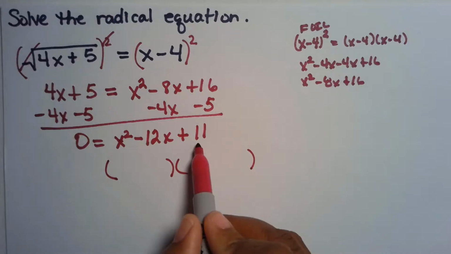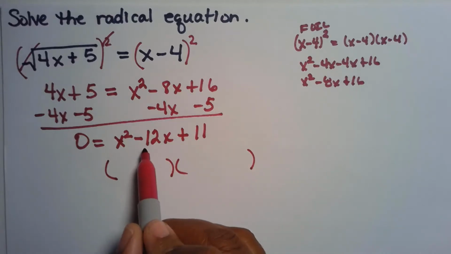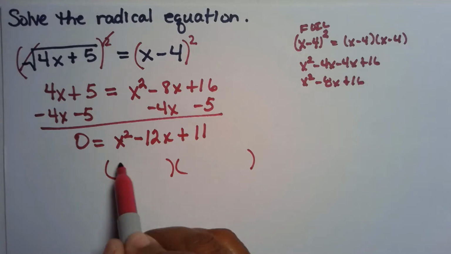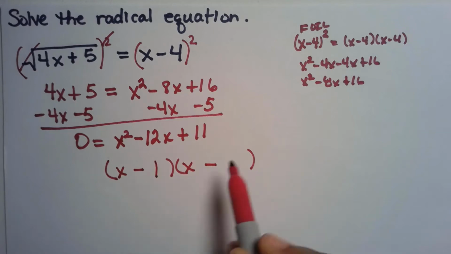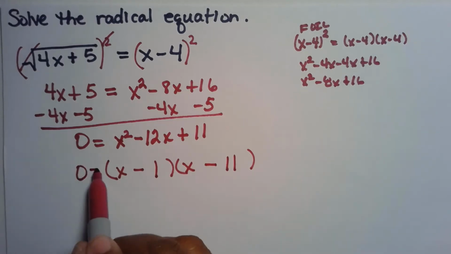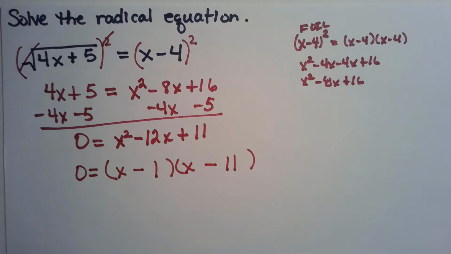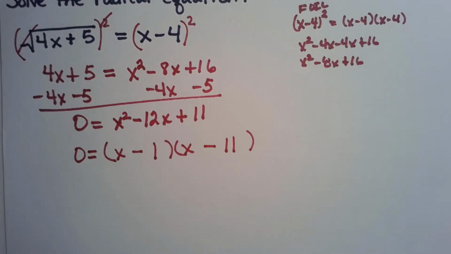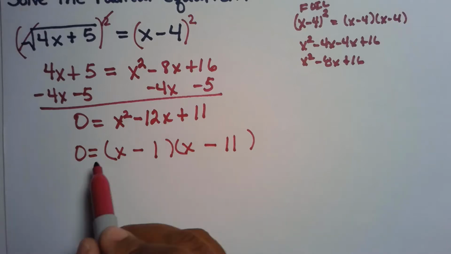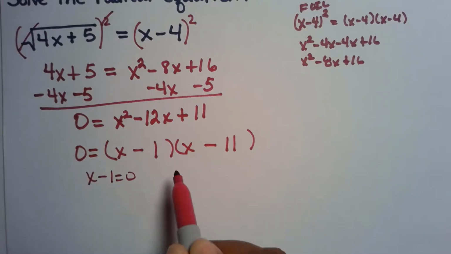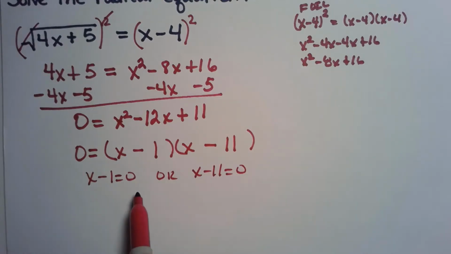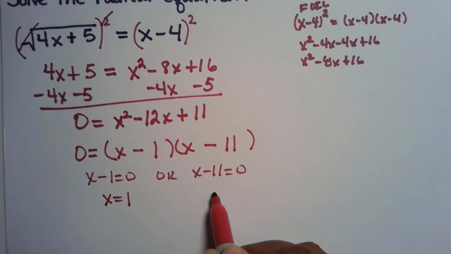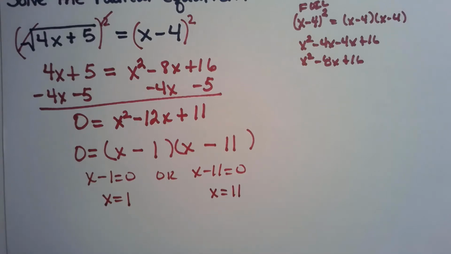What are factors of 11 that, when you add those two numbers, would give us negative 12? So we have x and x for the first terms, two negatives, and then 1 and 11. Next, using the zero product principle, we're going to set each of those factors equal to 0 and solve. x minus 1 equals 0, therefore x is equal to 1. And then we have x minus 11 equals 0, therefore x is equal to positive 11.